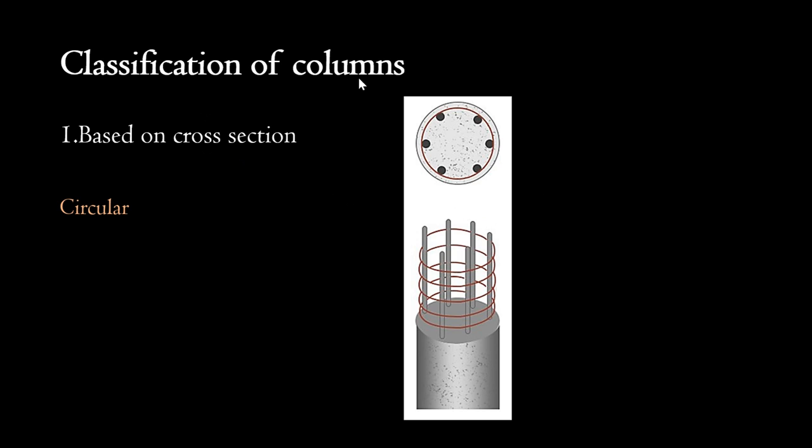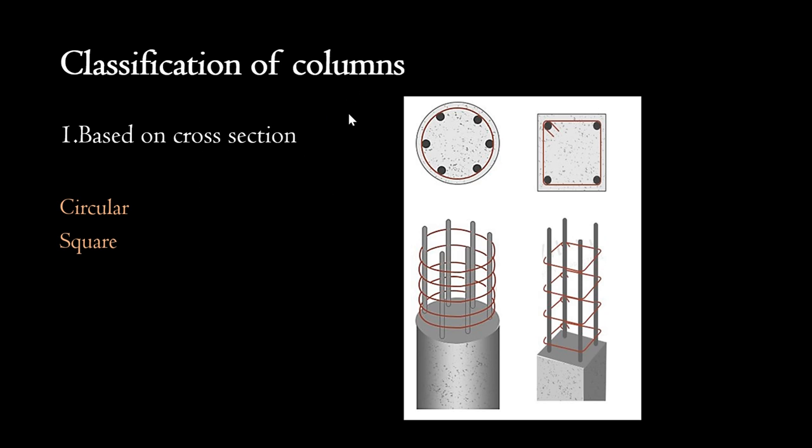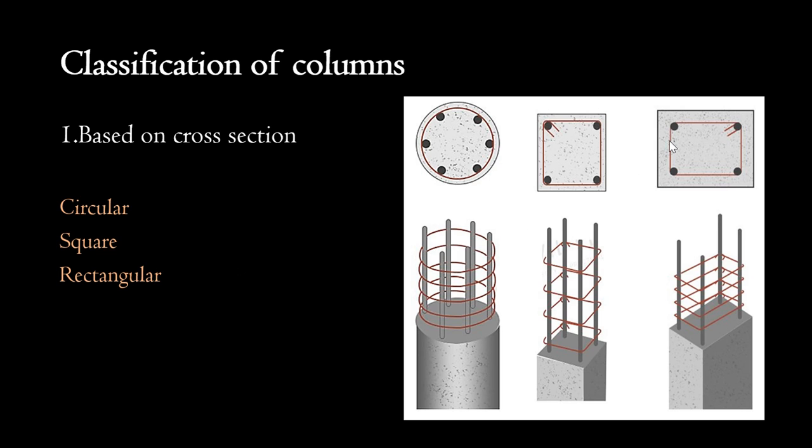So based on the cross section, the first one is the circular column, the second one is the square column, and the next one is the rectangular column. In most cases we will be providing one of these three: circular, rectangular or square. In other cases, for architectural purposes, we may provide hexagonal or pentagonal shapes, or E shape, T shape, I shape, etc. That is based on the architectural concept, and if the structural designer tells us to provide it, we will go for that.